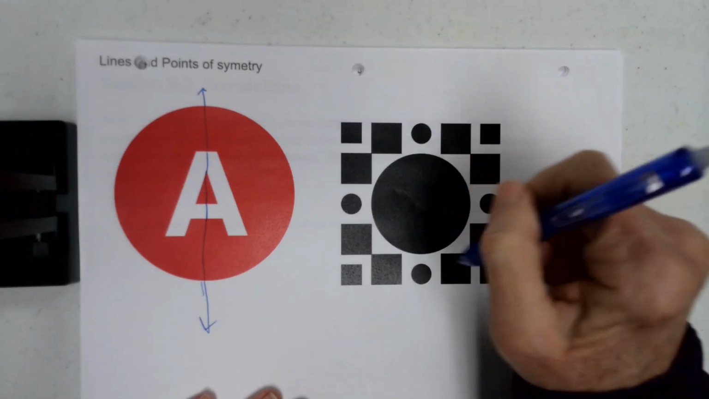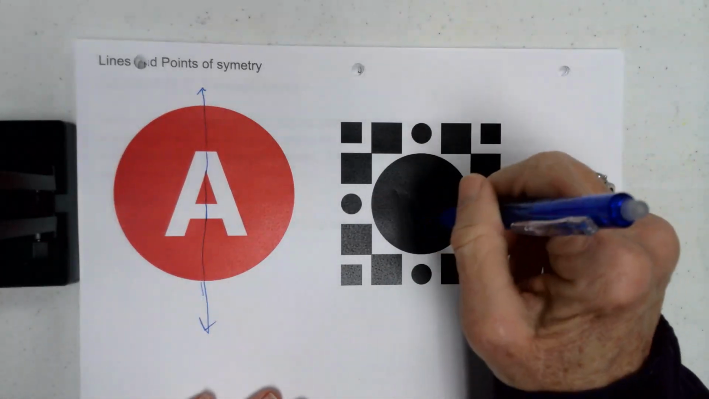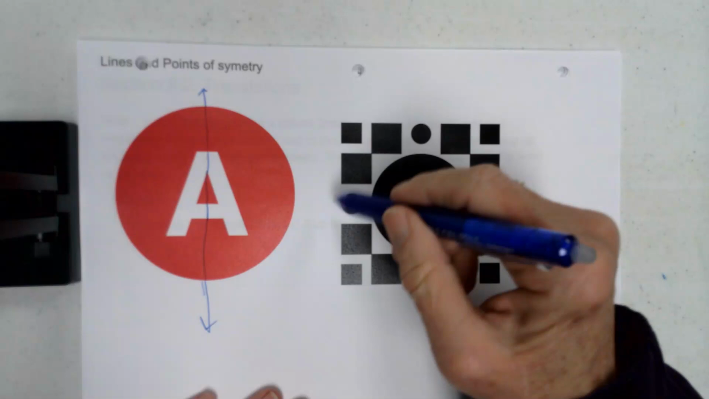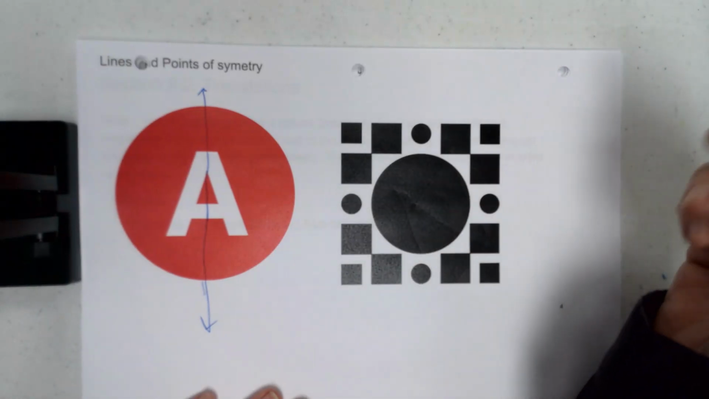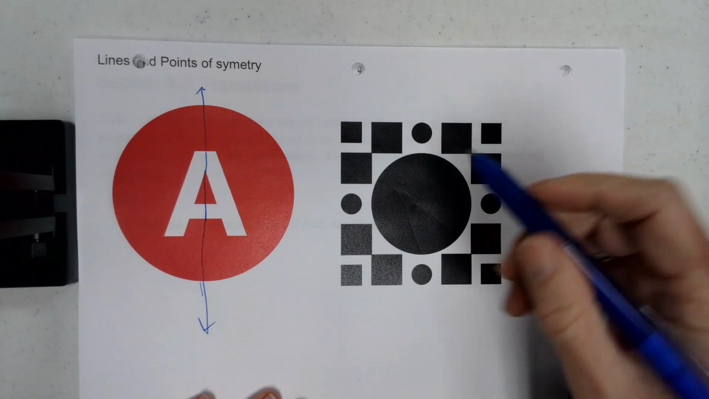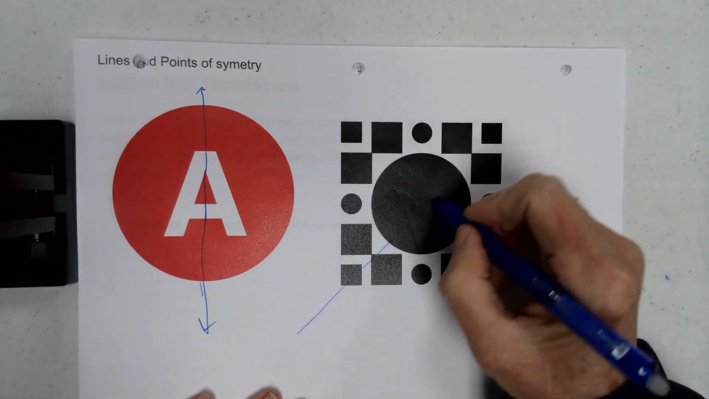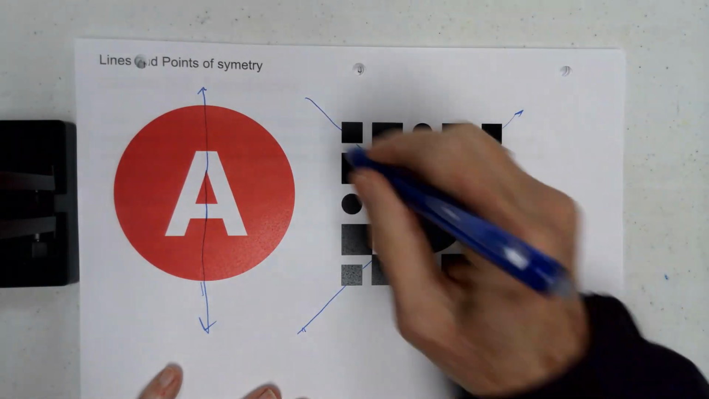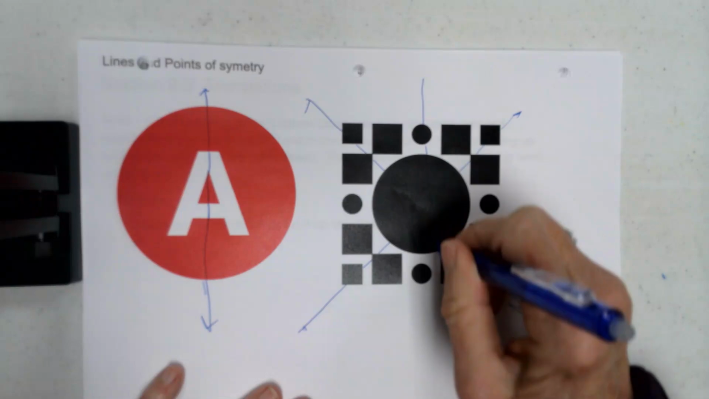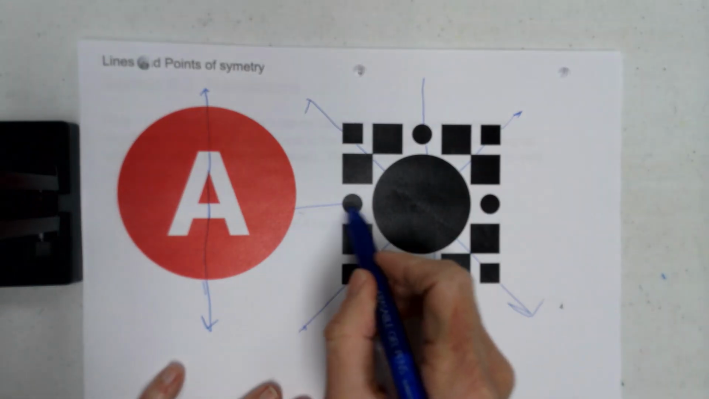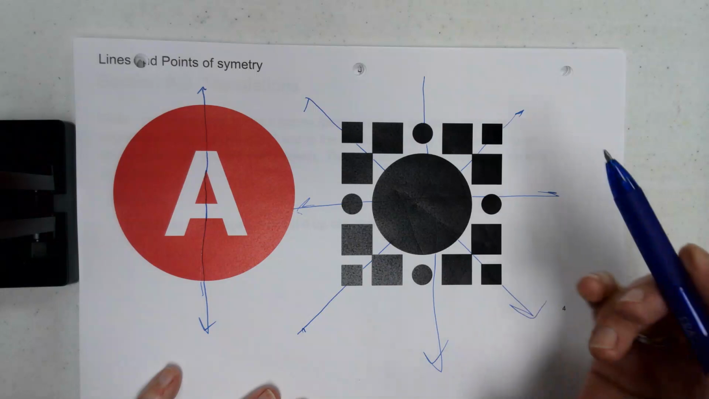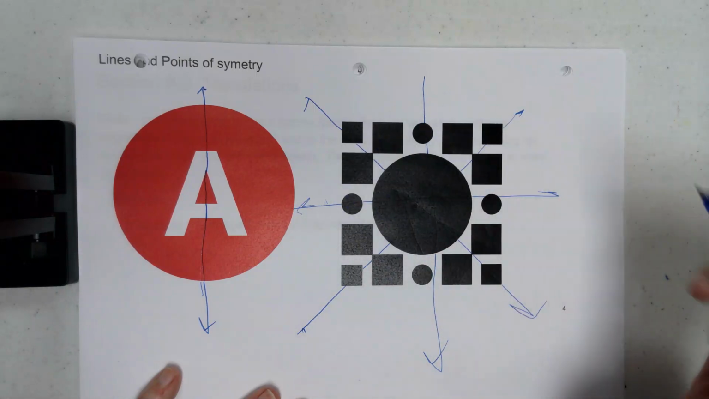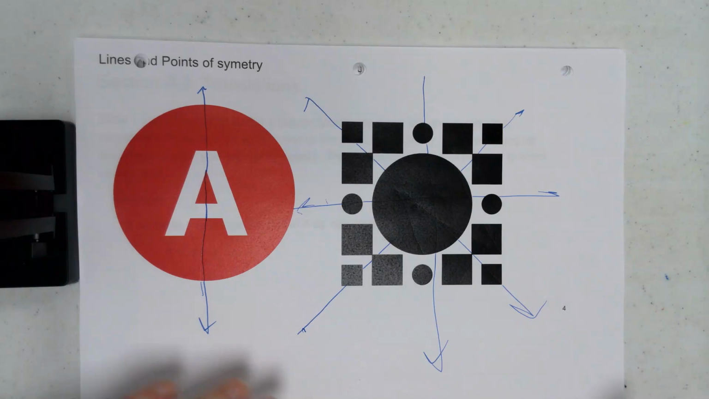This does have point symmetry because I can rotate. Actually, I could rotate 90 degrees, 180 degrees, or 270 and have the same figure. You also have lines of symmetry that go this way, this way, this way. Oops, I missed that center. And this way. So if you will, there's 1, 2, 3, 4 lines of symmetry.